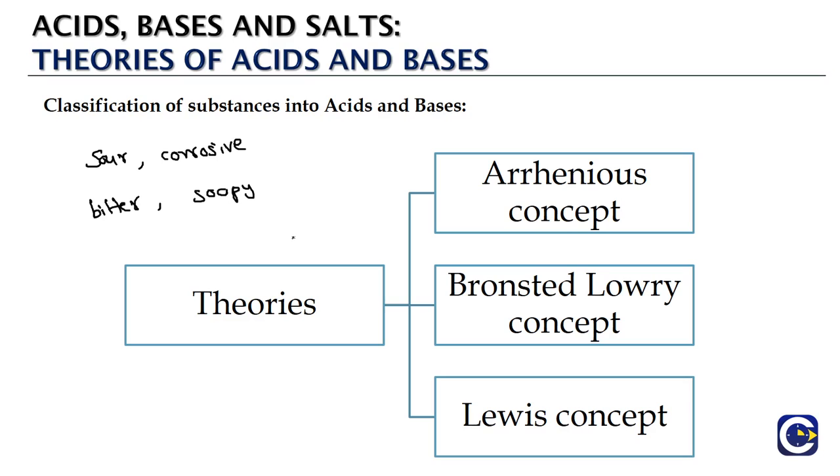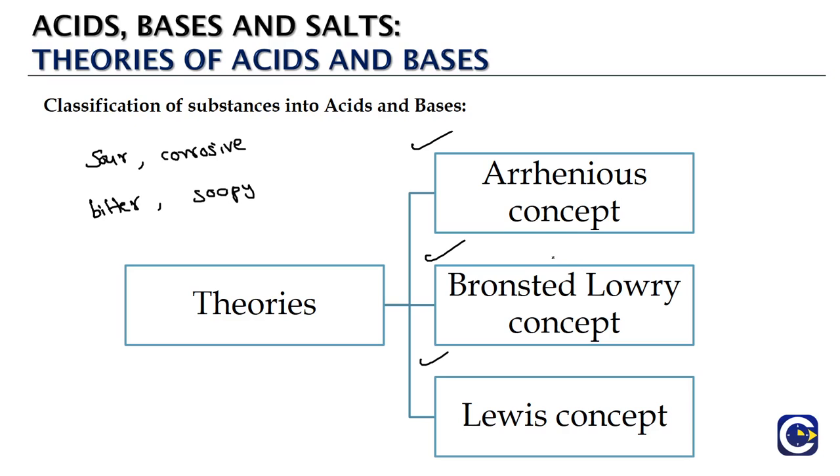Now, to classify chemical compounds into these two categories, acids and bases, there has been not just one theory but three prominent theories. We need to understand that the reason there are three theories is that any one theory is not able to explain the classification of all the substances into the acid or base category.